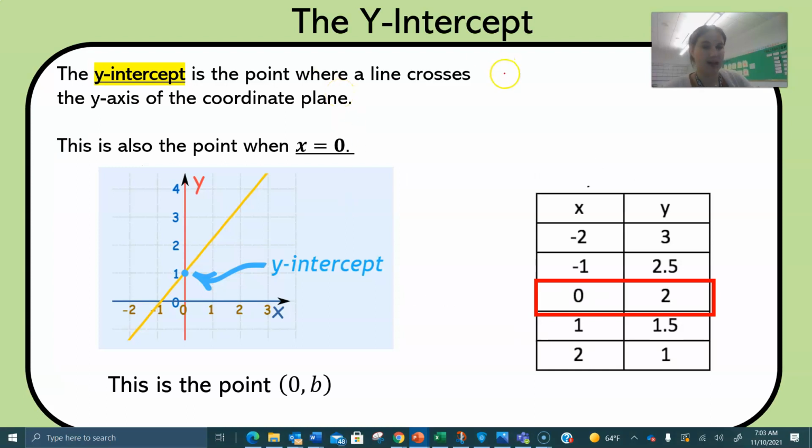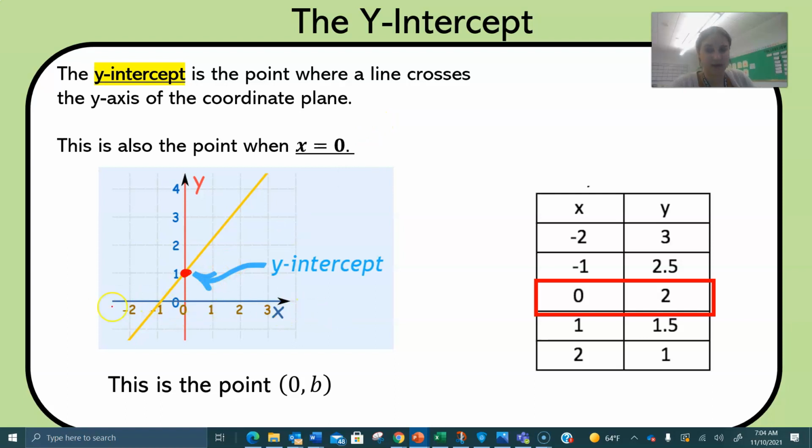So what is the y-intercept? Well, the word intercept means to intersect something. So the y-intercept is the point where a line crosses the y-axis, which is the vertical one, of the coordinate plane. So in this picture, you can see the y-axis is in red, and then the line is in yellow, and the y-intercept is this point right here where it crosses the y-axis. This is the point when x is 0.